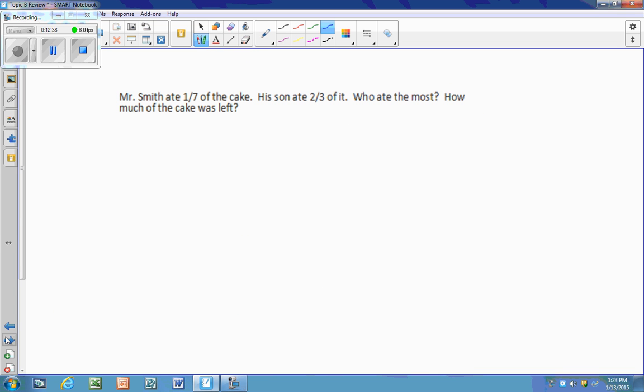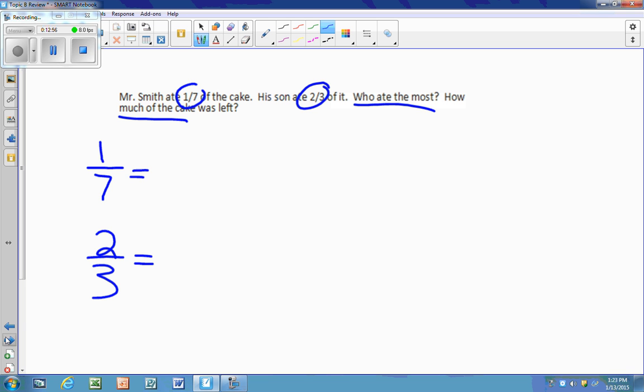Next, Mr. Smith ate 1/7 of a cake. His son ate 2/3. Who ate the most and how much? So we have 1/7 and we have 2/3. Those are the two things that we have. We want to figure out what they each ate, so we're going to make a common denominator. So we're going to multiply by the opposite denominator, which gives me 21.